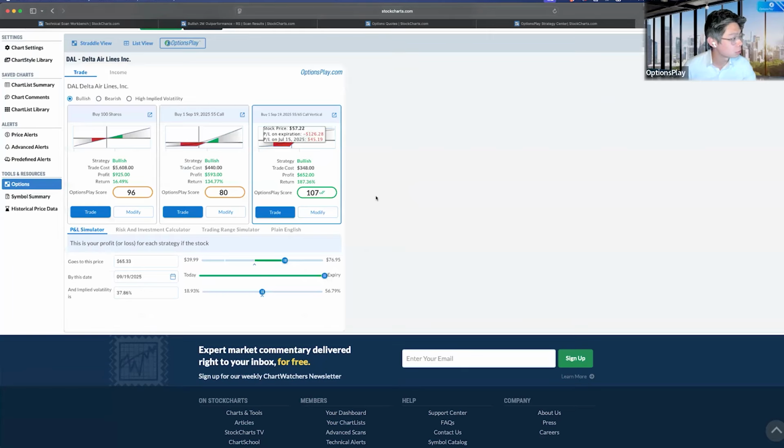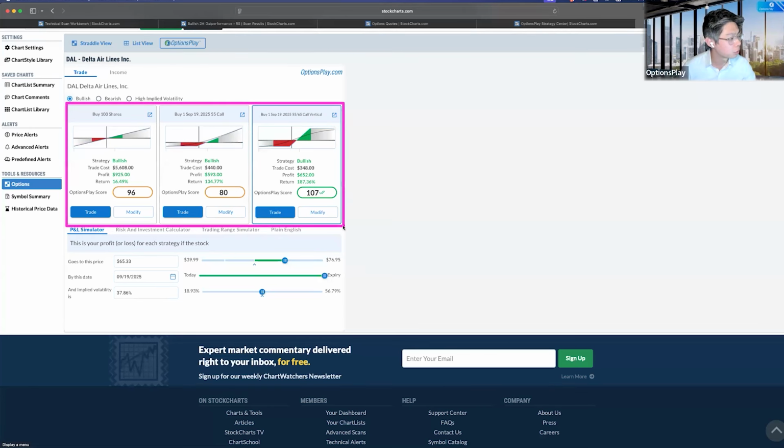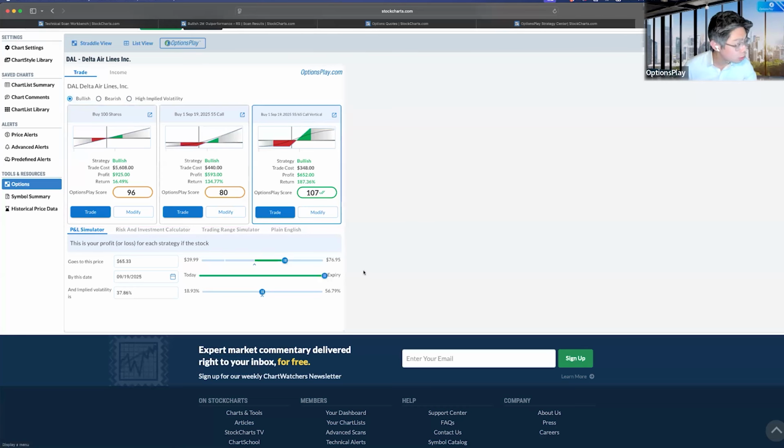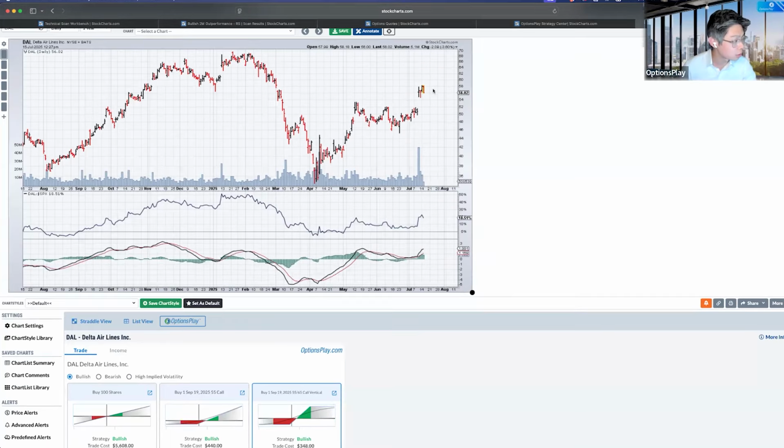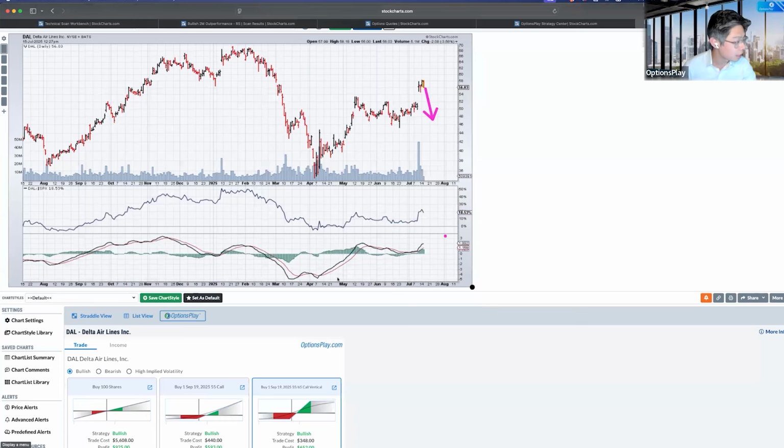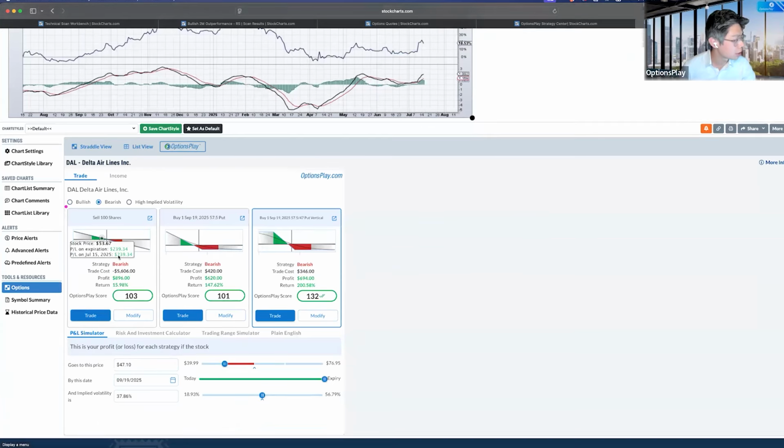Well, that's where the OptionsPlay tool comes into play, because what this tool will do is automatically structure the 3 strategies that make sense for a bullish view here on Delta. And you can always say, you know what, I disagree with this view. I think that this breakout is a fake. I think it's going to fall back down. So maybe you can select I'm bearish, and now we'll show you 3 bearish strategies.